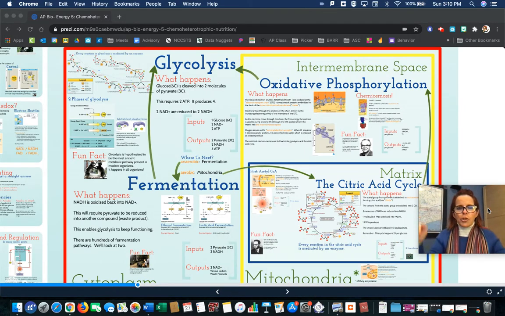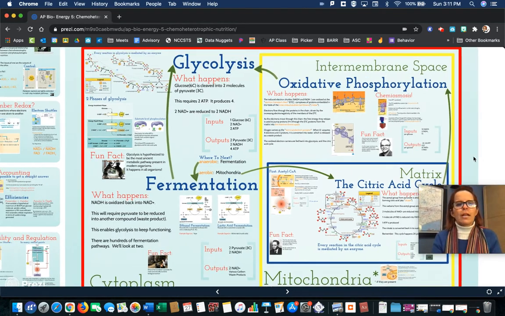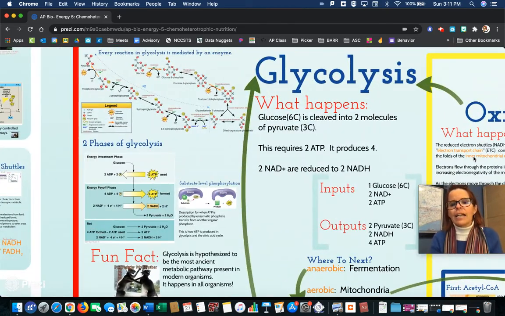So here's our big picture. Remember, the red represents the entire cell, the yellow box represents the mitochondria, and the blue box represents the inside of the mitochondria. All right, so the first thing that we're going to talk about is glycolysis. Now, glycolysis, again, is when we take glucose that has 6 carbons and it's in a ring form, and we break it into 2 molecules that have 3 carbons each. And those molecules are called pyruvate.